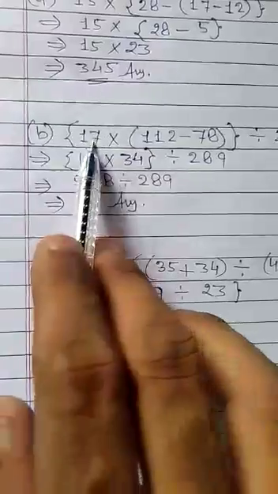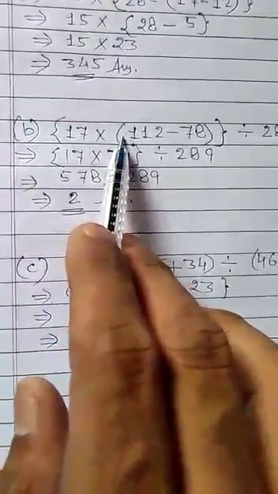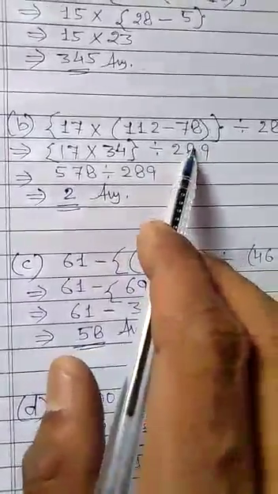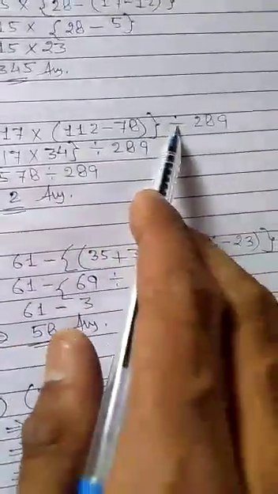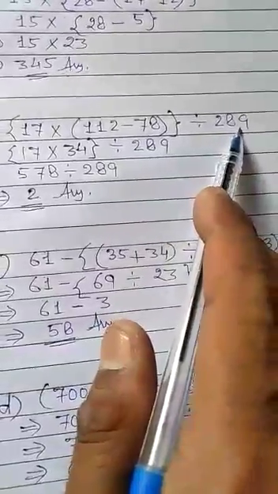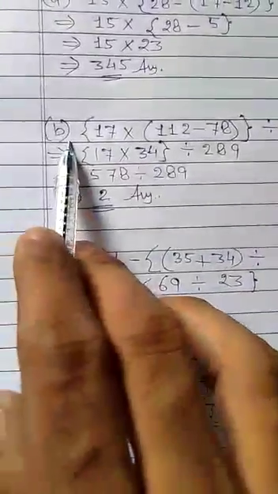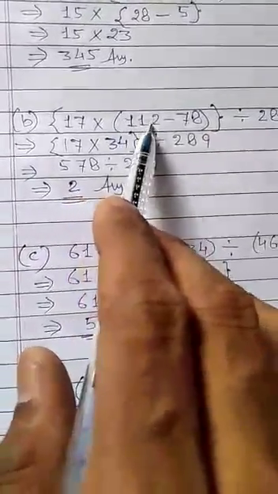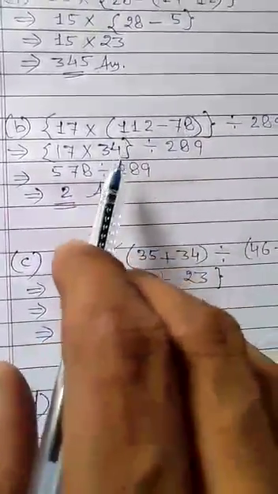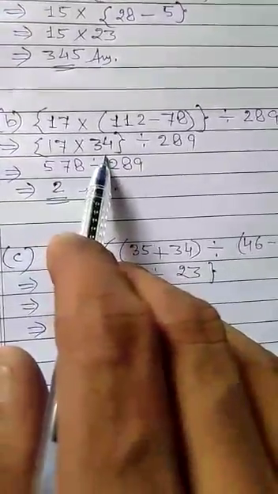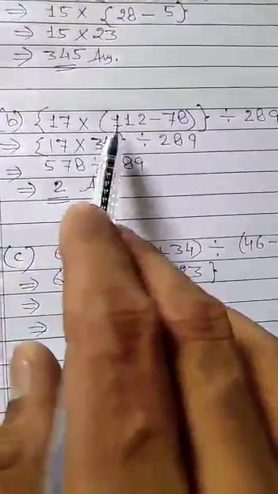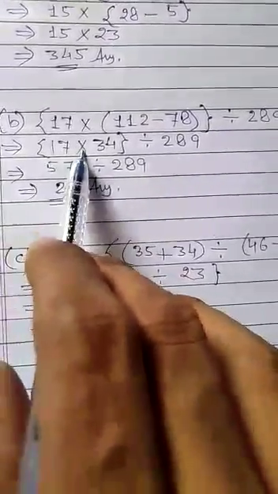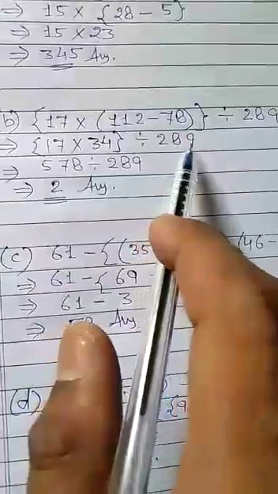[17 multiplied by (112 minus 78)] divided by 289. Here also two brackets are given. So first we will solve the first bracket, 112 minus 78. So it will be 34. Then 17 multiplied by 34 in the middle bracket, divided by 289.